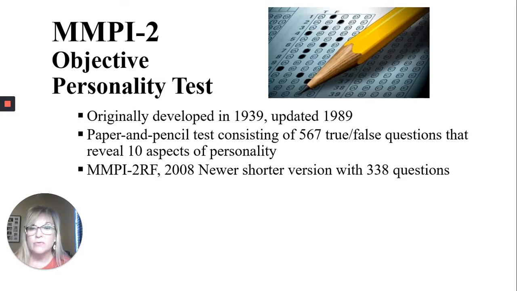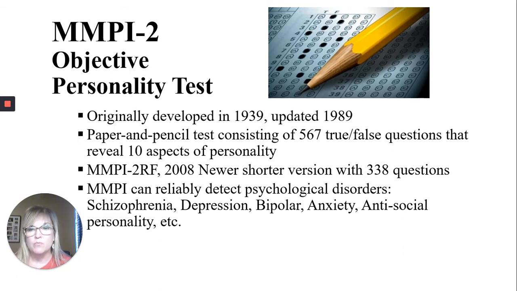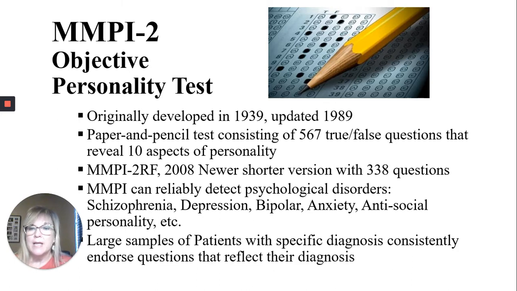So there is a new version of the MMPI that's a little bit shorter, but it's still pretty long, 338 true-false questions. But this one is probably more widely used now because it is shorter and probably quicker to take. But the MMPI can reliably detect different psychological disorders like schizophrenia, depression, bipolar, anxiety, and antisocial personality disorder.